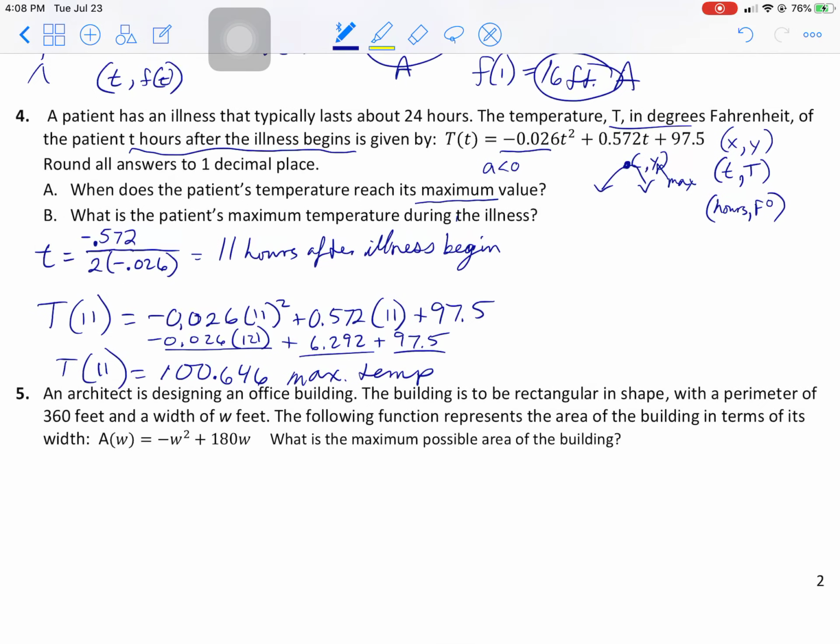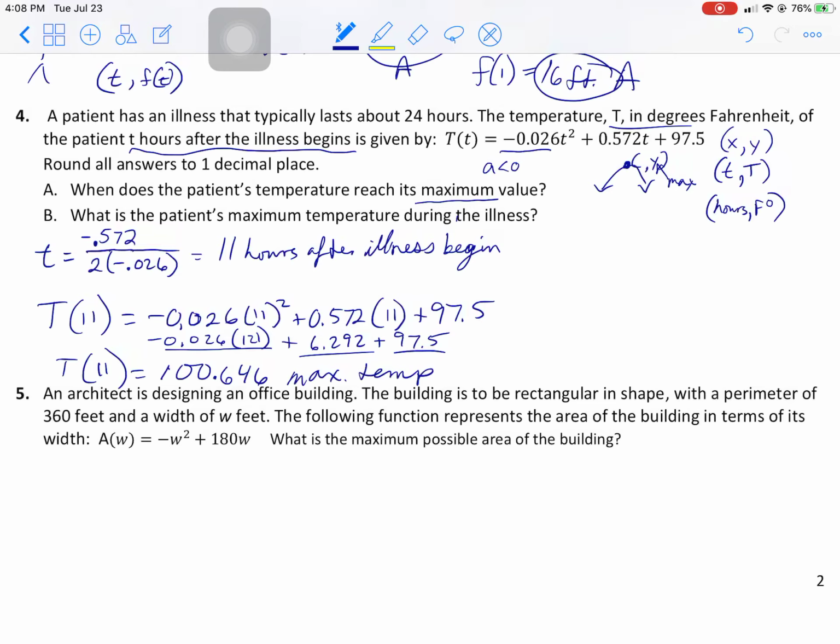All right. An architect is designing an office building. The building is to be a rectangle in shape with a perimeter of 360 feet with a width of W. We don't know how wide it's going to be. All the way around, perimeter all the way around is 360. So how do we make a kind of a rectangle out of that? Or a square. Squares are rectangles. So the following represents the area of the building in terms of width. Find the maximum possible area.